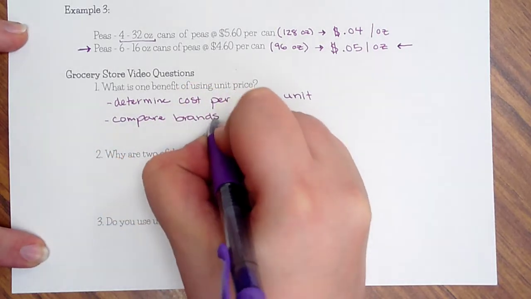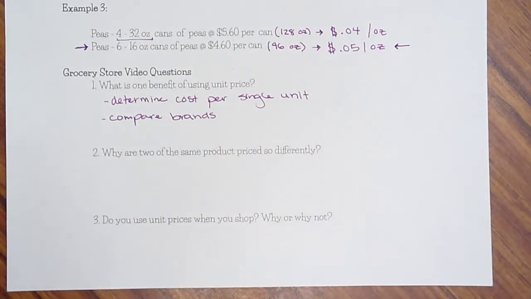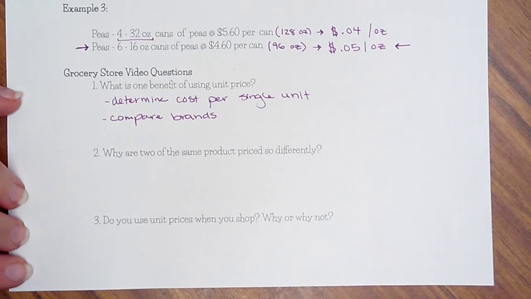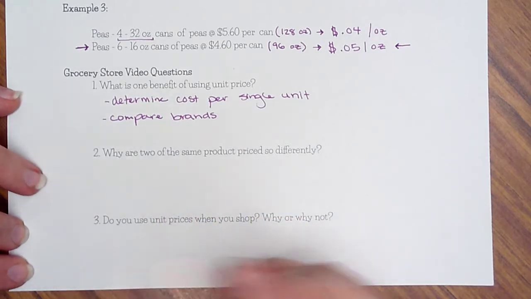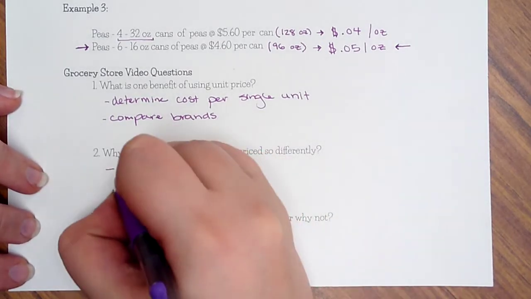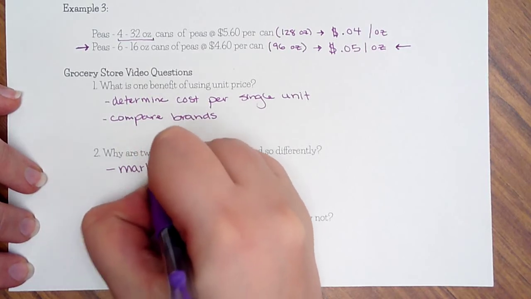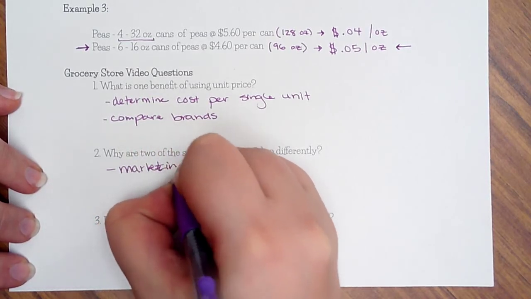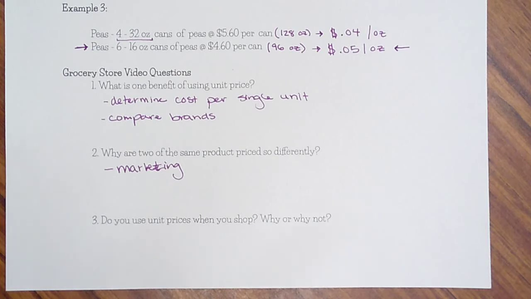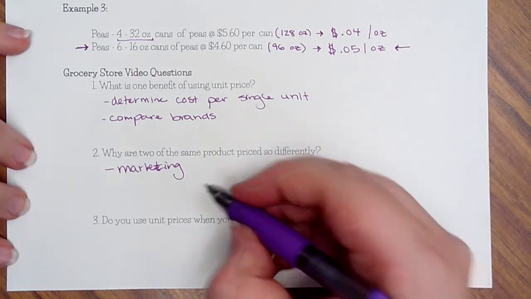Because if two companies sell the exact same product but they market it differently, it may cost different amounts even though you are getting the same thing. Why are two of the same product priced so differently? Well, I kind of just hinted at that. Marketing is a huge aspect of this. A t-shirt made by Walmart for $3 is made in almost the exact same way as a t-shirt made by Kanye. But why does Kanye's t-shirt cost so much more? Well, it has to do with branding and marketing.